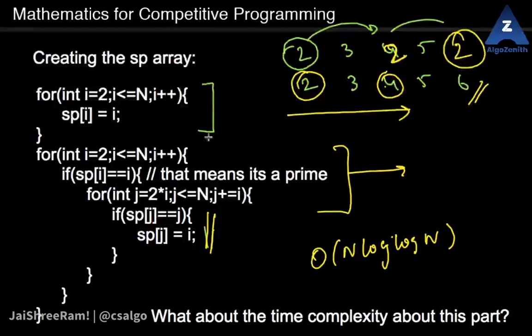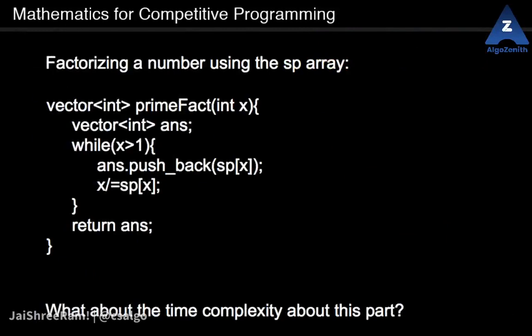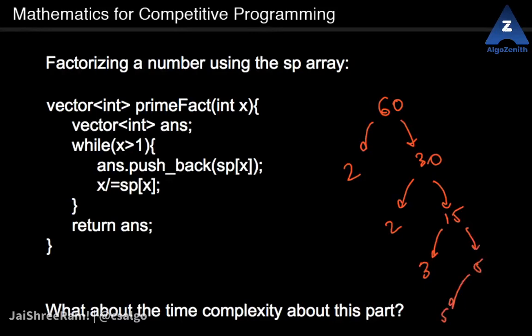So this is a pre-computation that we are doing, calculating this SP array. Now how do we use this SP array to calculate the factorization for any number? Let's suppose we are given some integer x and we want to find the prime factorization for that. While x is greater than 1, we know that SP of x is one of the factors, so we push it into the answer and divide x by SP of x, and then repeat this process. For 60, one of its factors is 2 and we are left with 30, then the smallest factor is 2 and we are left with 15, then the smallest factor of 15 is 3 and we are left with 5, the smallest factor of 5 is 5, and then we are left with 1.